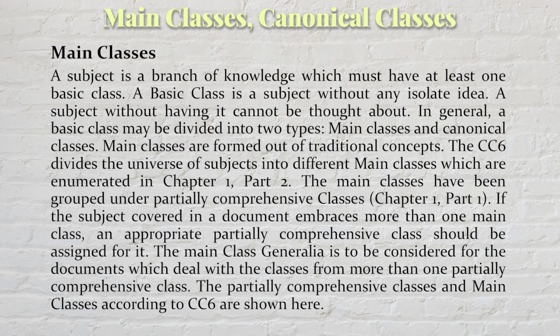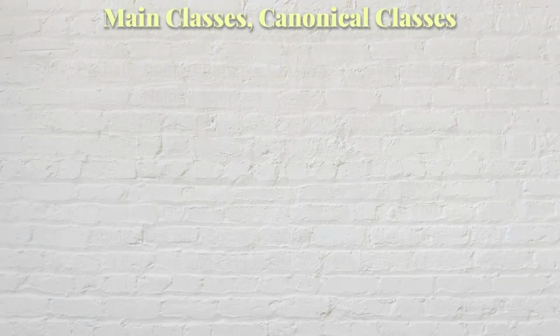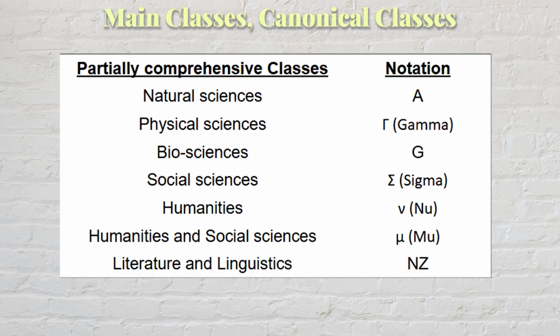Partially comprehensive classes and main classes according to CC6 are presented here. The partially comprehensive classes: natural sciences, its notation is capital A; physical sciences is denoted by gamma; biosciences is denoted by capital G in Roman letter; social sciences is denoted by sigma; humanities by nu; humanities and social sciences together is denoted by mu; and literature and linguistics as capital NZ in Roman.